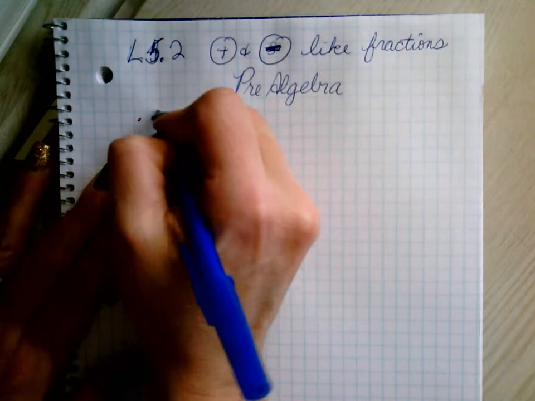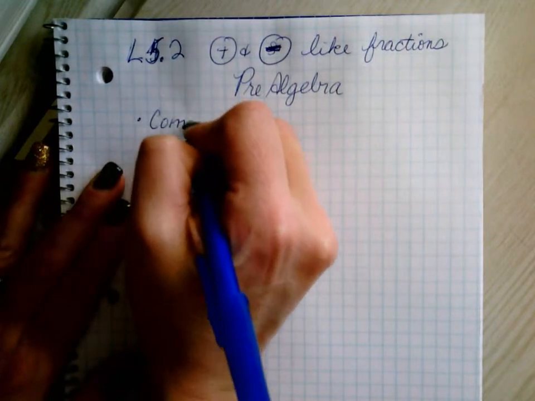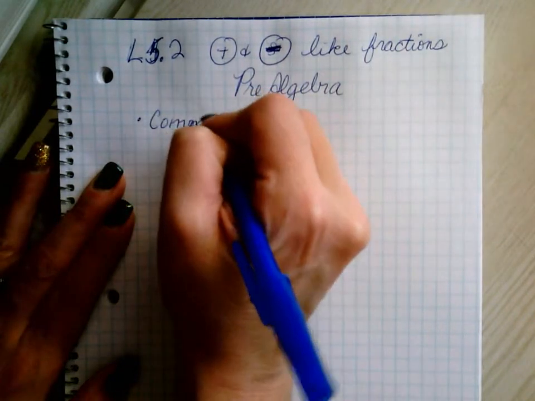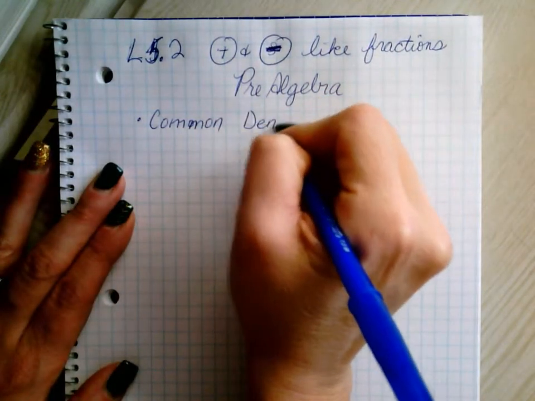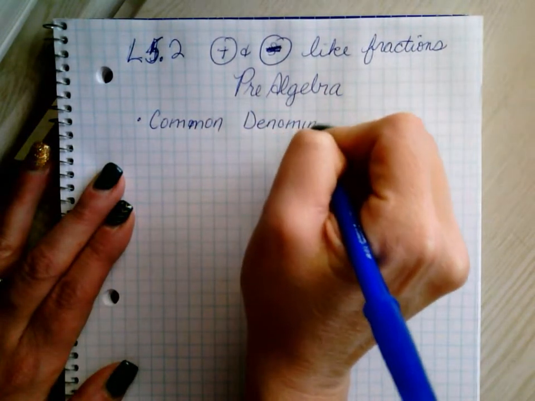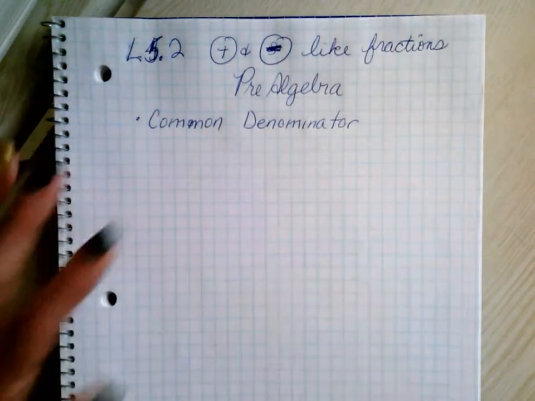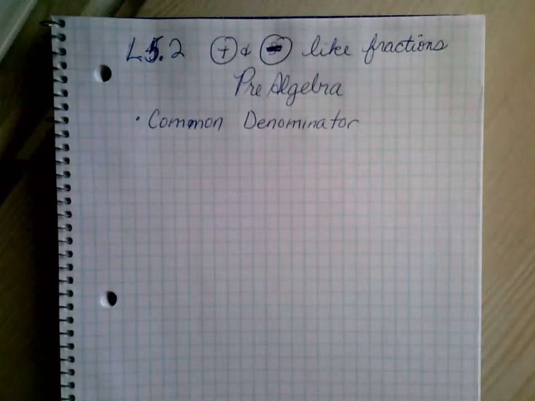Like fractions mean they have a common denominator. Okay? They have a common denominator. Now clearly when they do not have a common denominator, there's a different technique that we have to do, but we're going to just talk about the 5th grade version, which is with the same denominator.